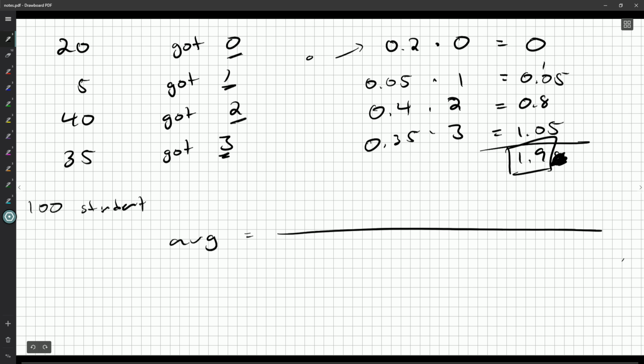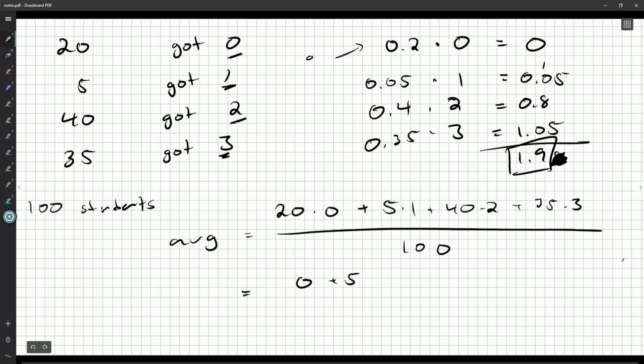you add up all the marks. Well, you're going to add up 20 zeros. You could write out 0 plus 0 plus 0, but let's do 20 times 0. You're going to get 5 1s, you're going to get 40 2s, and you're going to get 35 3s, and you're going to divide by the total number of numbers you added up, which is going to be 100 because you assumed we had 100 students.